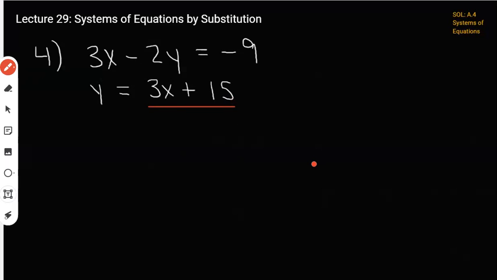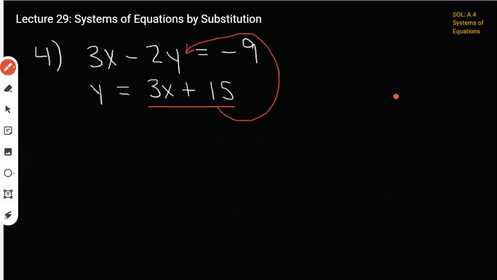And I'm going to draw an arrow from this to the y at the top. So it's going to look like this. What this means is I've got to replace this y with 3x plus 15. So let's see how that's done.